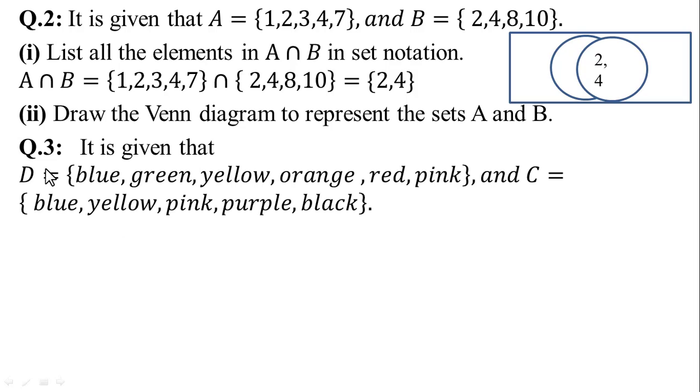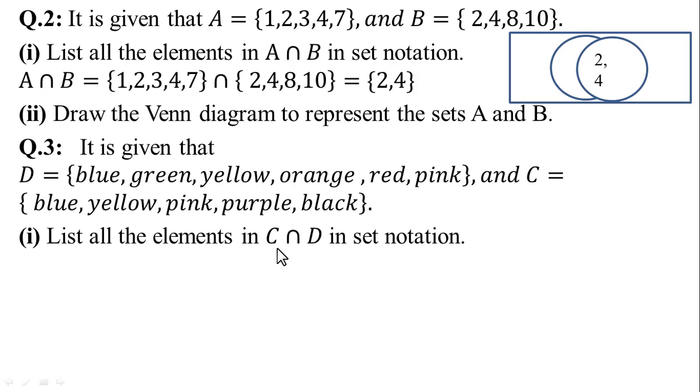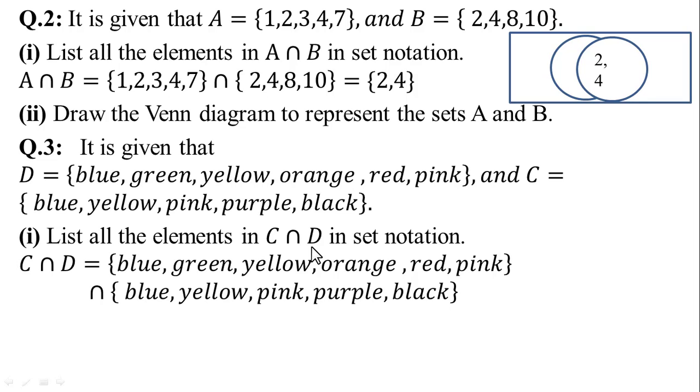Now in question number 3, it is given that D is equal to the set blue, green, yellow, orange, red and pink, and the elements of set C are blue, yellow, pink, purple and black. So list the elements of C intersection D. First of all, write the elements of C and D and take the common elements, that are blue, yellow and pink. So the answer of C intersection D is equal to blue, yellow and pink.